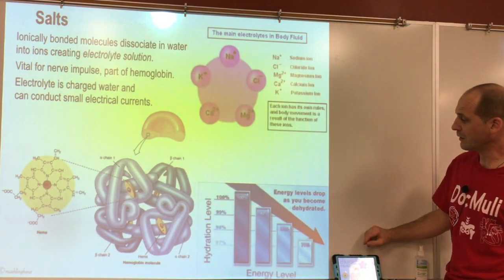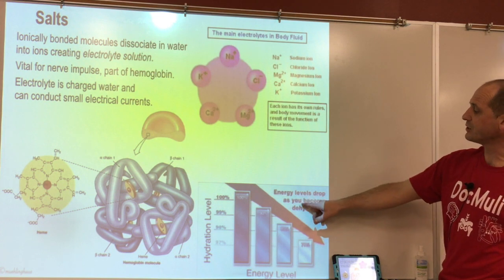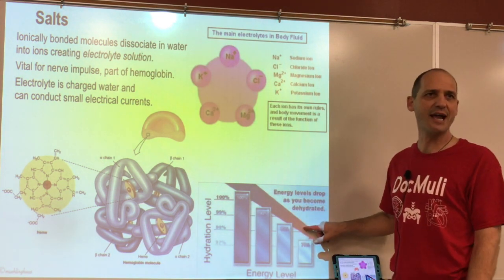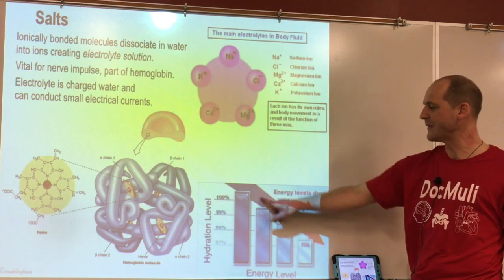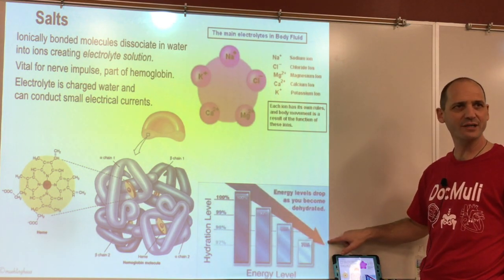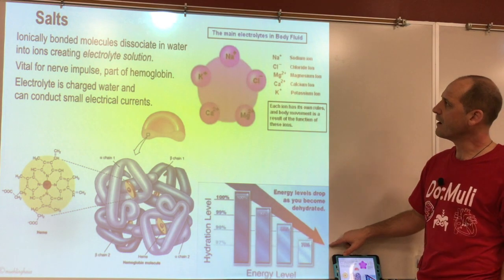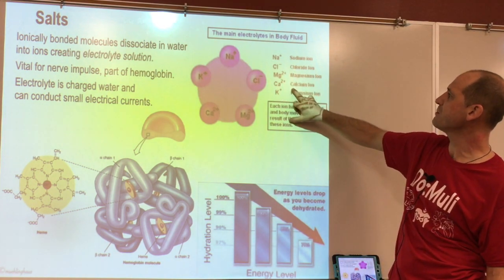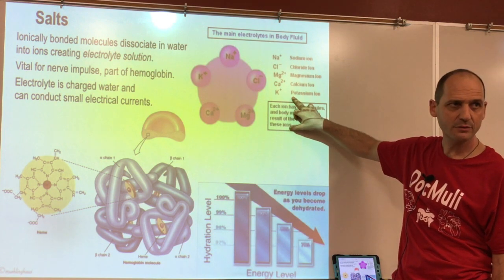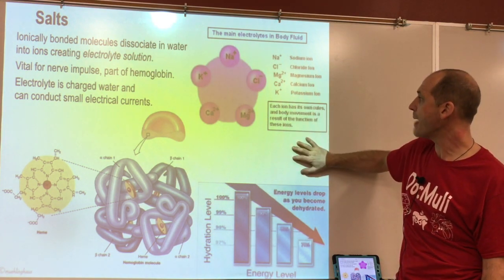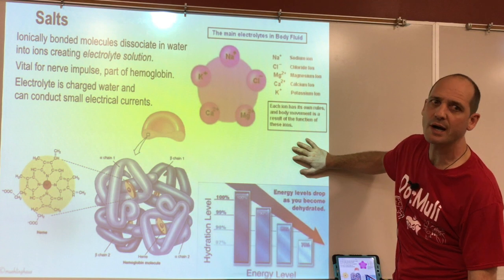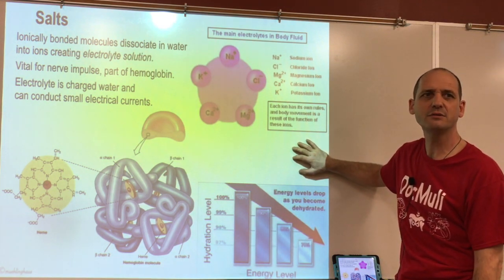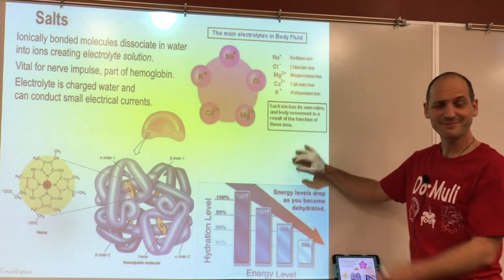So that's cool. Energy levels can drop as you become dehydrated. That was that discussion about the Gatorade. That's the Gatorade. When you don't drink, replenish electrolytes. Here are our main ones. We have sodium, chloride, magnesium, calcium, potassium. These are the body ones. I'm not sure I'll make you memorize them. I don't think so, for the test. But you can look them up.